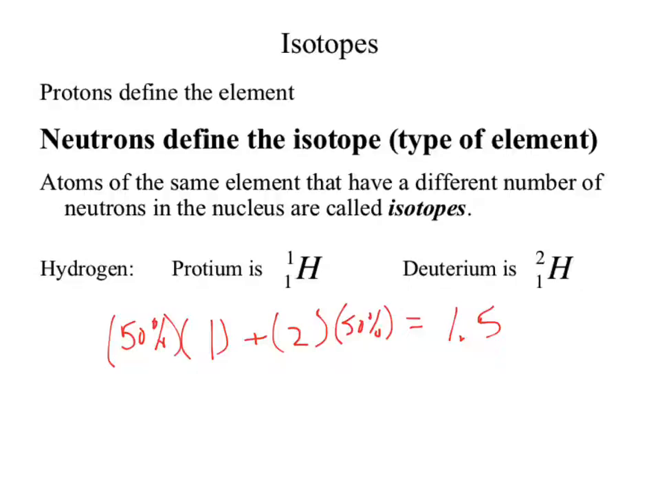Not 50%. More than 50, less than 50. A lot less than 50%. It's roughly 99% protium, 1% deuterium. And if you use those percentages in this calculation, you end up with a mass that comes out to roughly 1.01. So our isotopes contribute different masses. That's what's shown on our periodic table.